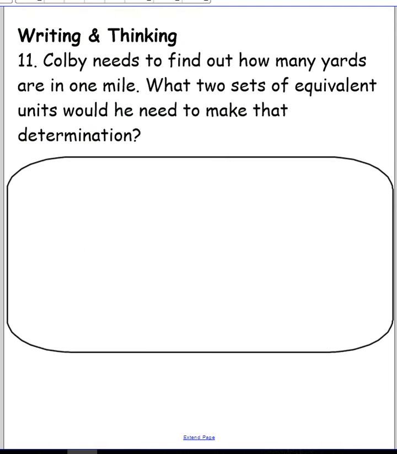So now there's a couple thought-provoking questions. Colby needs to find out how many yards are in 1 mile. What 2 sets of equivalent units would you need to make that determination? Would he need? Because if we look at our chart, there's nothing that goes from yards to miles. So what would Colby do to be able to get that? Pause the video and jot down your thoughts, and then you can compare your answer with mine.